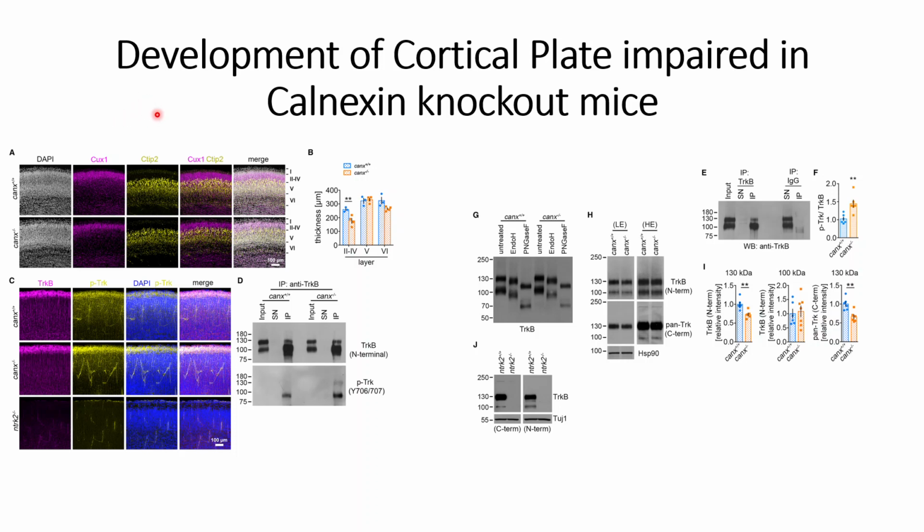Today we will continue our discussion about how cortical plate development gets affected when calnexin is not present in the cells. This figure discusses the results of the experiment on the mouse model where calnexin has been knocked out. So we will discuss how this calnexin knockout affects cortical plate development.